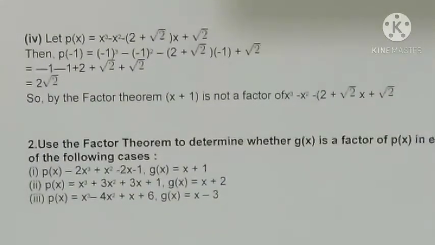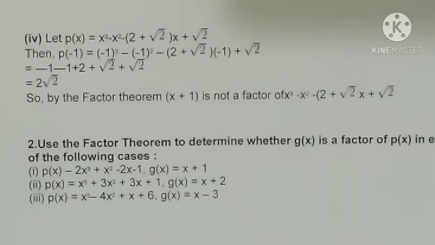Question number 4. x cube minus x square minus (2 plus root 2) into x plus root 2. Now what should we do? Here also we should replace x by minus 1 only. So minus 1 cube minus minus 1 square minus (2 plus root 2) in bracket into, outside the bracket, minus 1 plus root 2. So what are the answers? Minus 1 cube is minus 1.